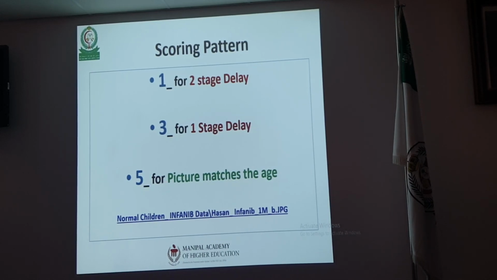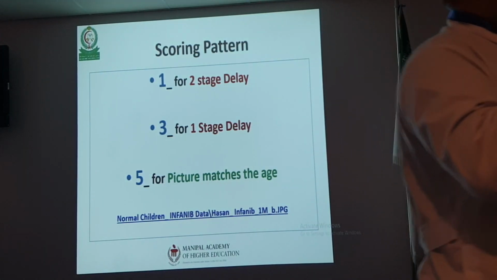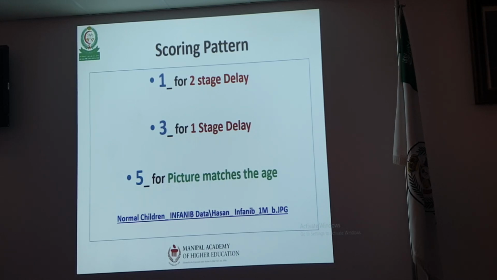If the picture matches the age, you will look at this column on top, the top row: 0 to 0.9, 1 to 1.9, 2 to 2.9, 4 to 4.9. That is nothing but the corrected age that you are seeing in the baby, in months. So if it is matching whatever you have scored in the front, and the picture on the back side matches the age range, you will give the maximum score. If the picture is not matching and it is just 1 point off, you will give a score of 3, because that 1 stage delay is there.